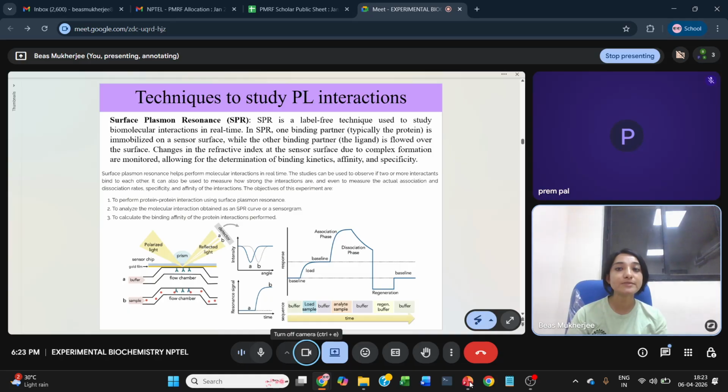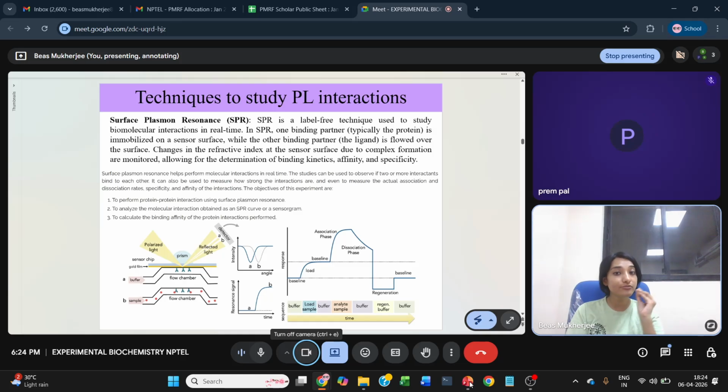SPR is a label-free technique. What does that mean? That means that for the protein and the ligand, we do not need any chemical labeling. For example, for EMSA, we need a fluorescent label or radioactive label attached to the DNA. But for surface plasmon resonance, labeling is not required.